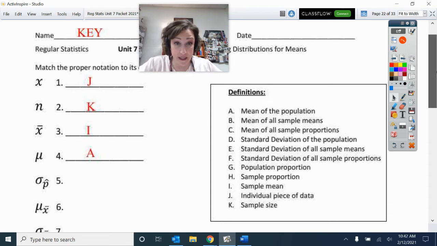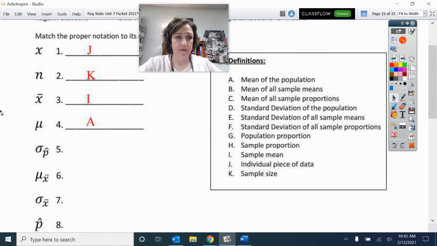Now here we go. This is some sampling distribution stuff. So this is now when we dropped down samples that were p hats, this is how varied those sample proportions were. And so that was F, standard deviation of all sample proportions.